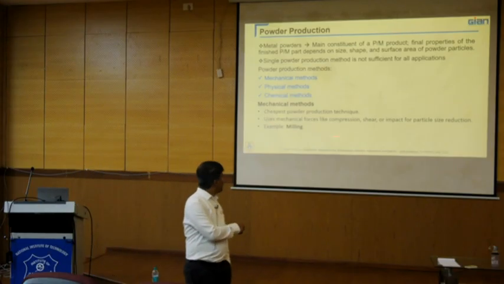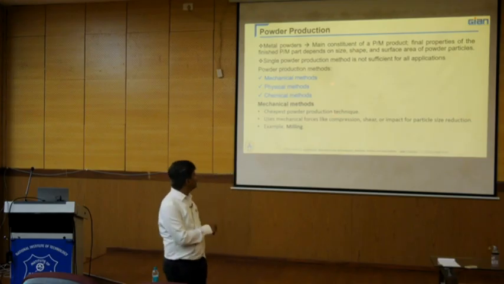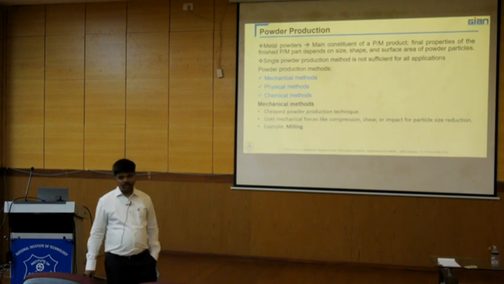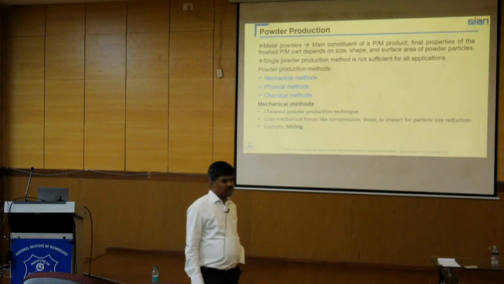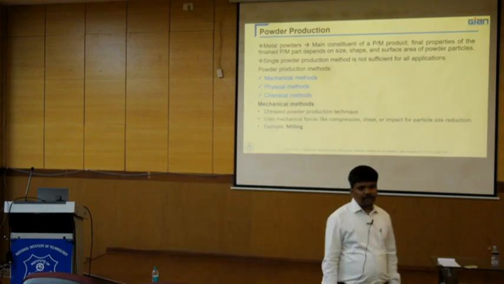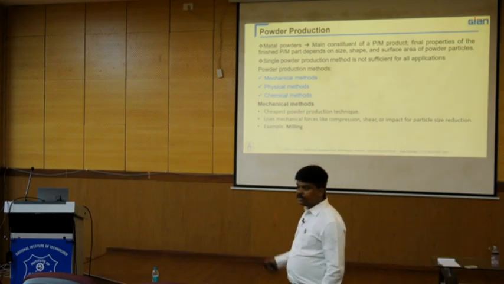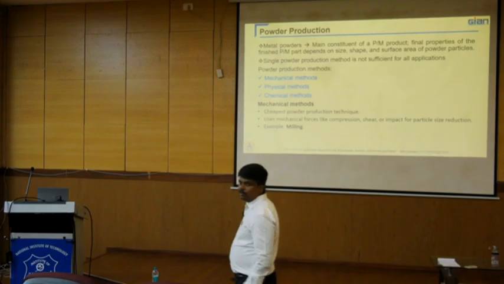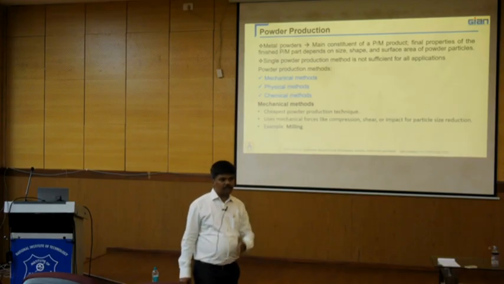The common method, the cheapest production method, is milling. That is a mechanical process, the mechanical methods. But these mechanical powders we cannot use for our AM manufacturing process. That is mechanical ball milling or tumbler milling or different kinds of mechanical attrition. These kinds of processes we use for mechanical powder production. But is that powder suitable for AM manufacturing? No.